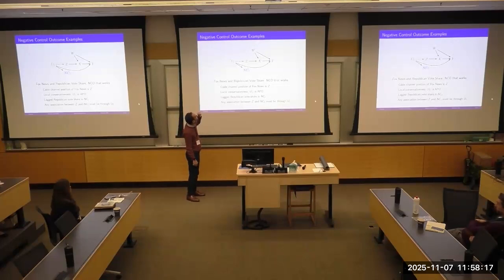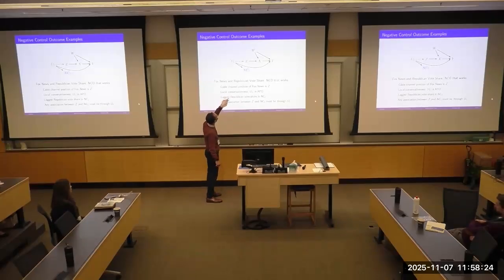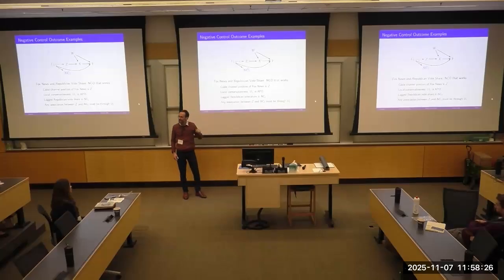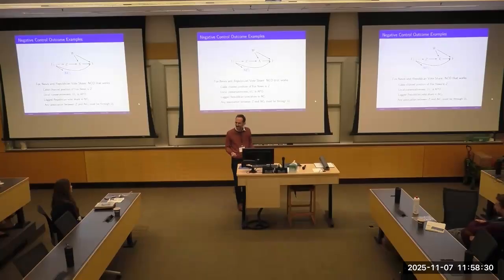And so basically the test would be to look for correlation between Z and NC. If it exists, then the red line exists and you're in trouble, right? So I encourage you, when you read the paper, to think through this notion of sensitivity and specificity of your NC test. It's really helpful.